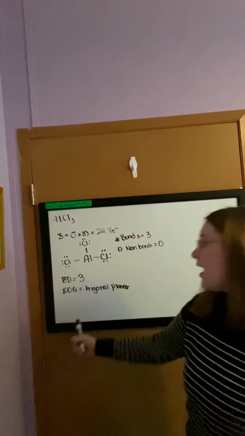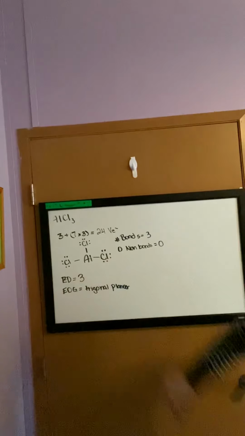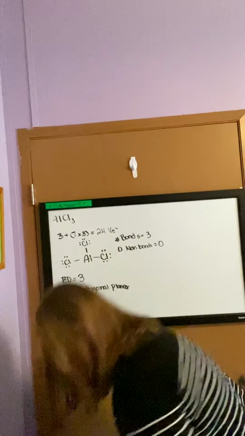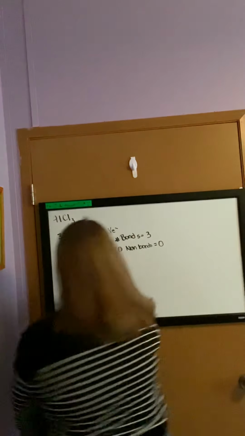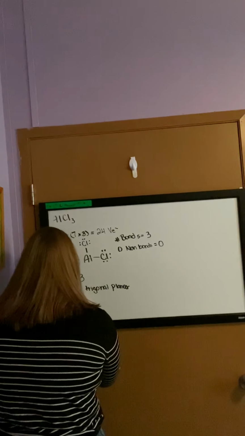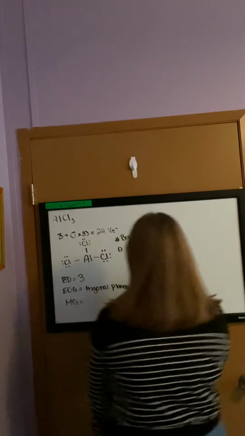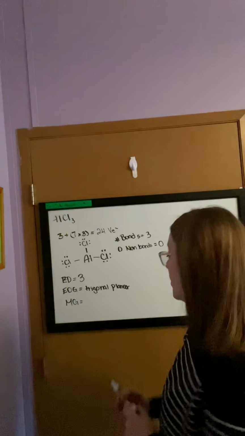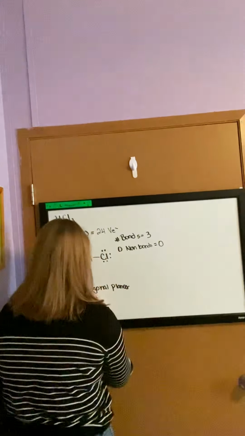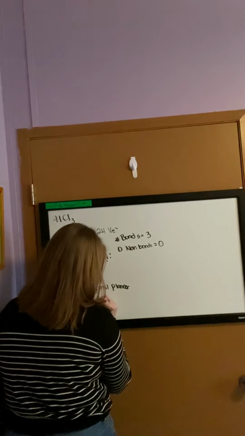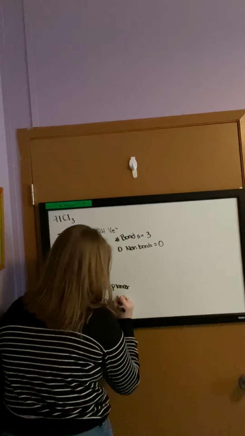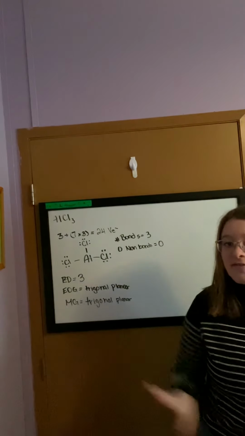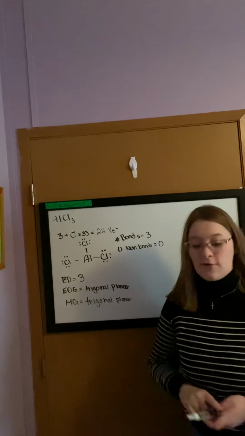And now looking at the number of non-bonding, we can find the molecular geometry. Whoop, I dropped my pen. The molecular geometry equals trigonal planar as well, because there are no lone pairs that would change the shape. Okay, so that's our second example all done of aluminum chloride.